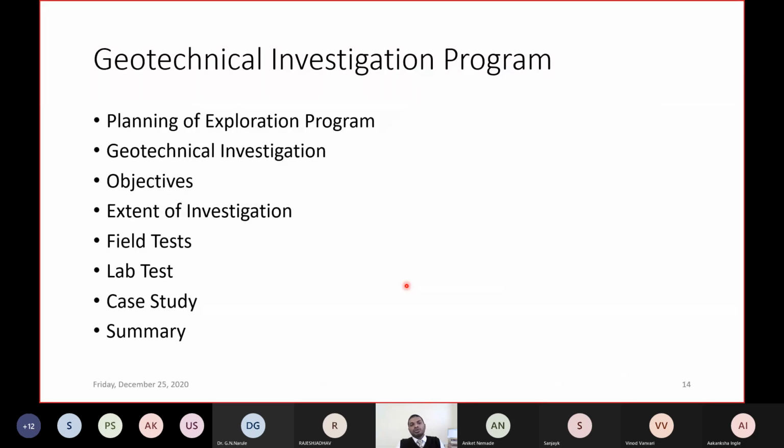So coming to the geotechnical investigation program, it is run in the following aspects. First of all, planning of the exploration program is one thing. Then the geotechnical investigations to be done are identified and objectives are defined for specific tests. Then the extent up to which your investigation will be carried out is determined, and based on that, actual field testing is done after deciding the location for the tests. Samples are collected for the lab tests, followed by some case studies and a summary.